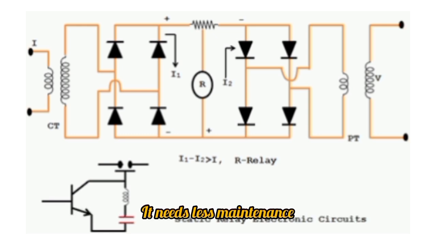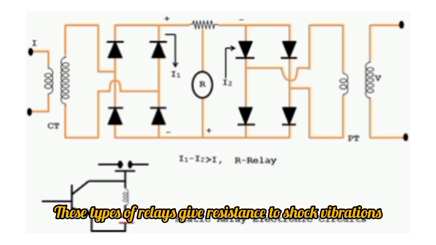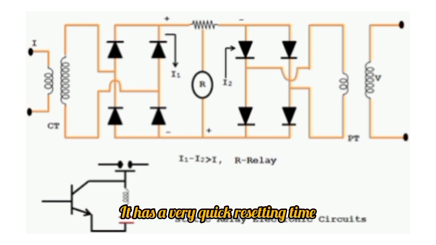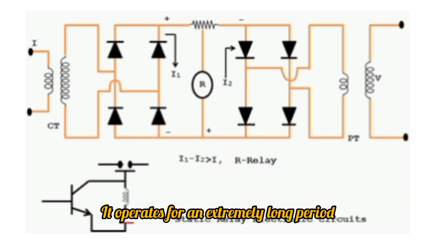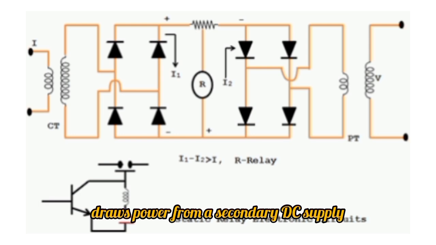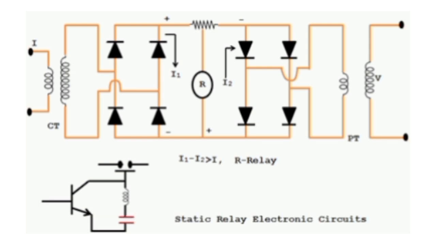It needs less maintenance. It has a very quick response time. These types of relays give resistance to shock and vibrations. It has a very quick resetting time. It operates for an extremely long period. It consumes very less power and draws power from a secondary DC supply.